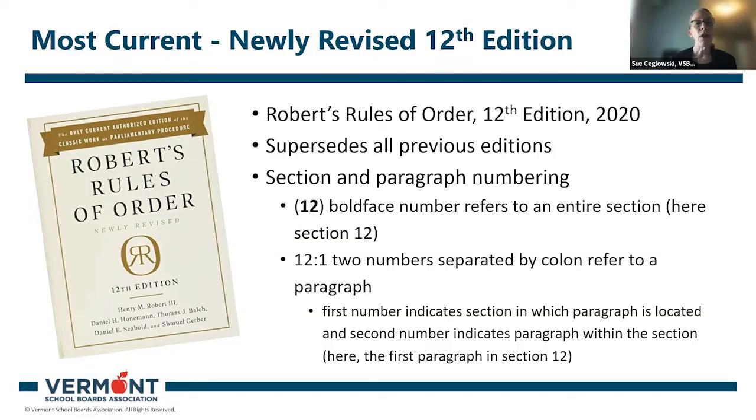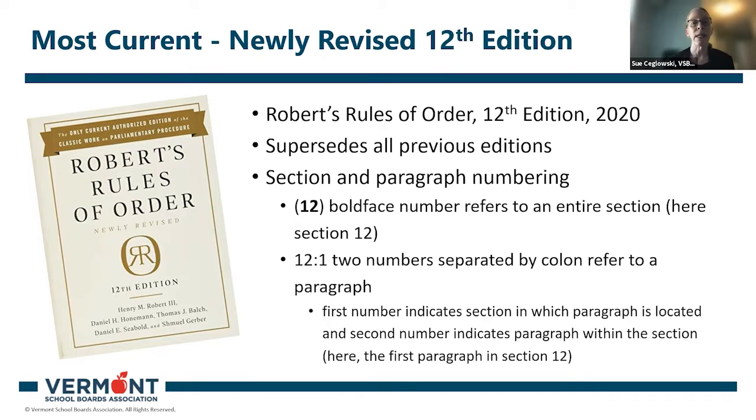Moving on, I wanted to let you know about the most current version of Robert's Rules, because that is the one that you should be using. And it is the 12th edition that came out in 2020. The reason you should be using it is because it supersedes all previous editions. And it has some really useful organization to it that is new. It has section and paragraph numbering. So it's very easy to pinpoint which part of the rules you're talking about when referring to them.